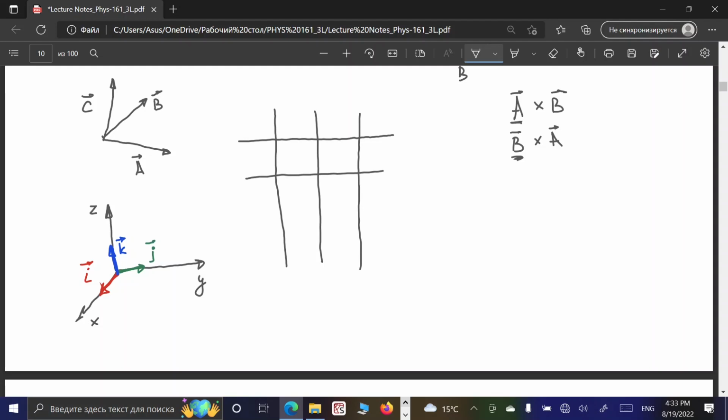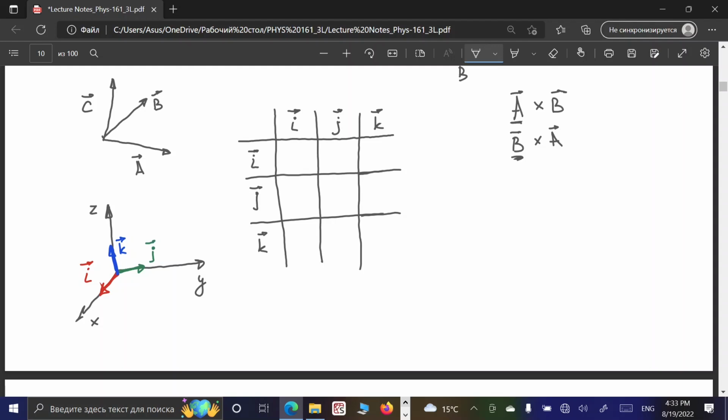So here we have our table. Let us put here i unit vector. Here is j unit vector. Here is k unit vector. The same here: i unit vector, j unit vector, k unit vector. So now let us see what we get when we have cross product of these unit vectors.